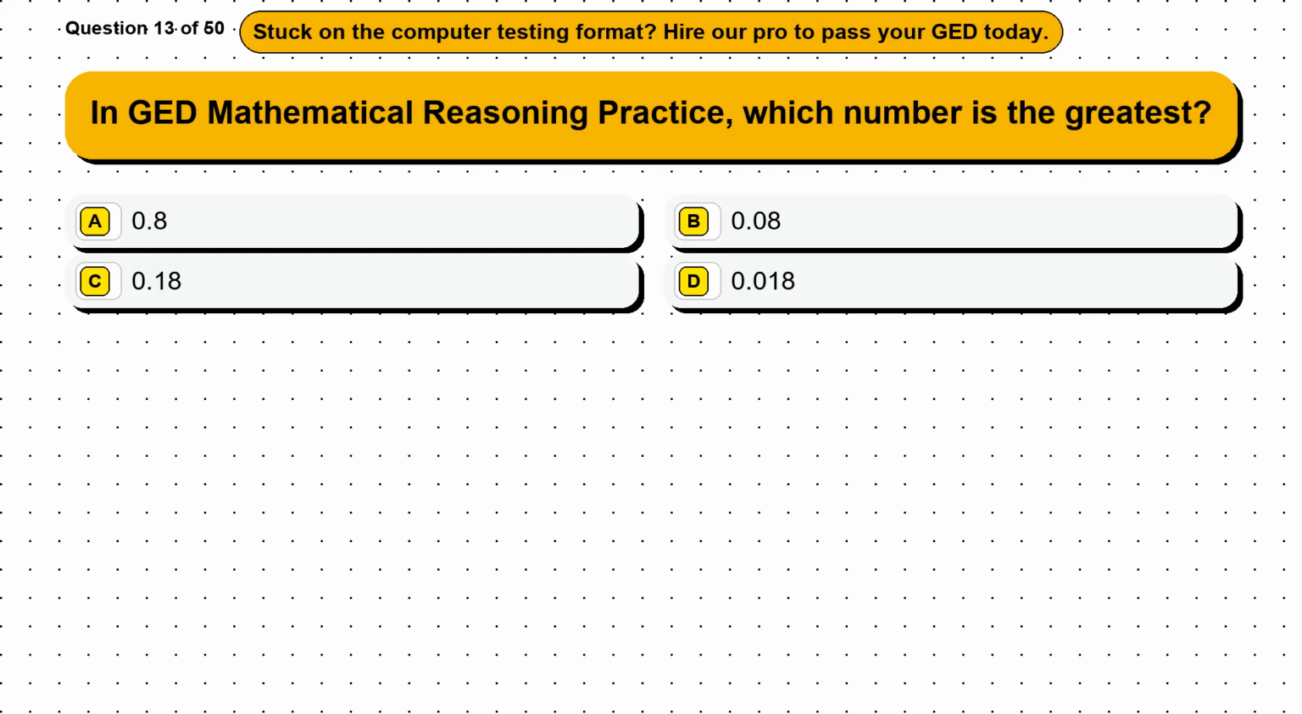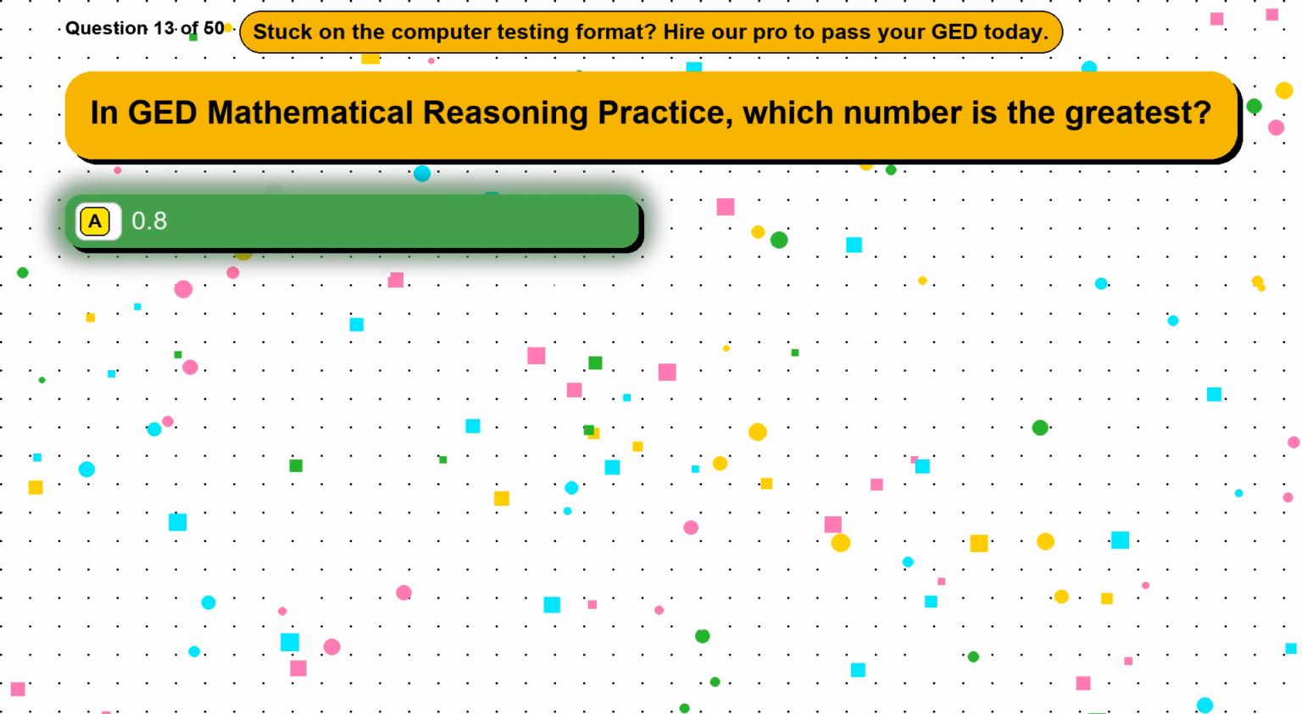Question 13. In GED Mathematical Reasoning Practice, which number is the greatest? Option A, 0.8. Option B, 0.08. Option C, 0.18. Option D, 0.018. The correct answer is option A. 0.8.